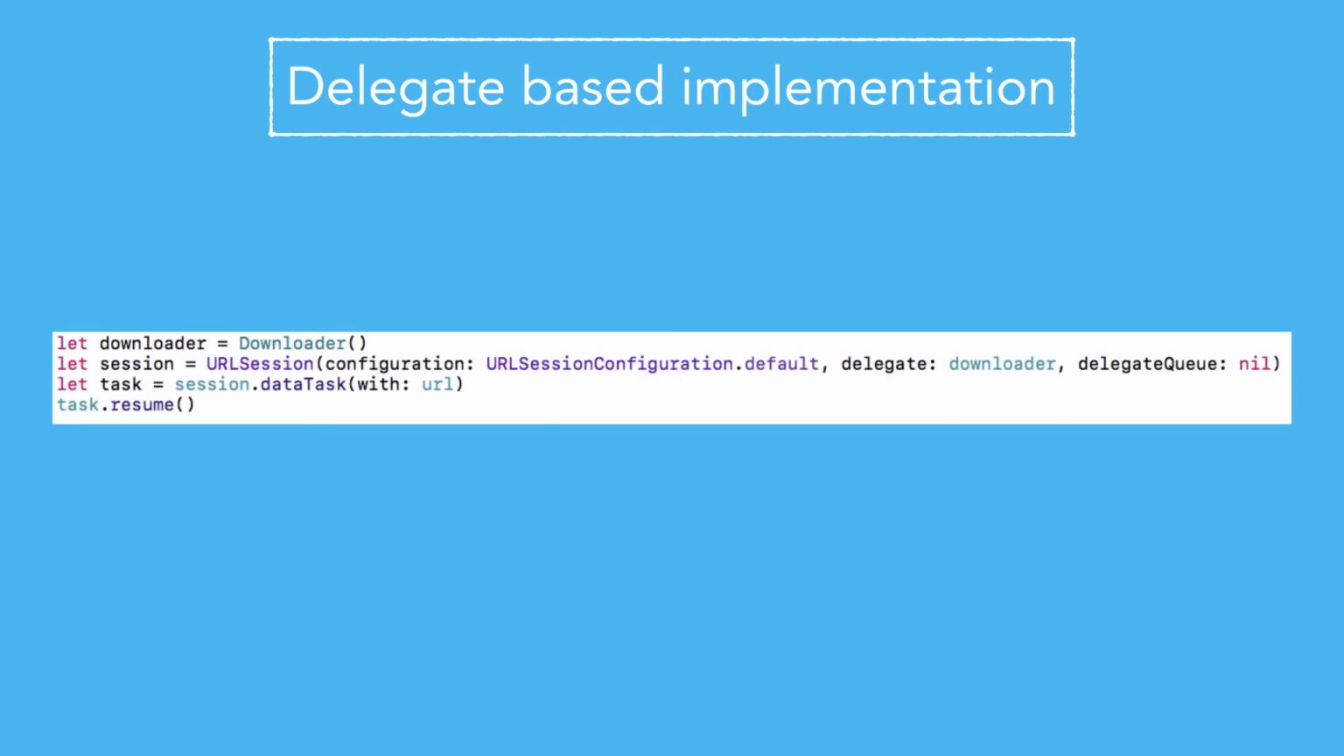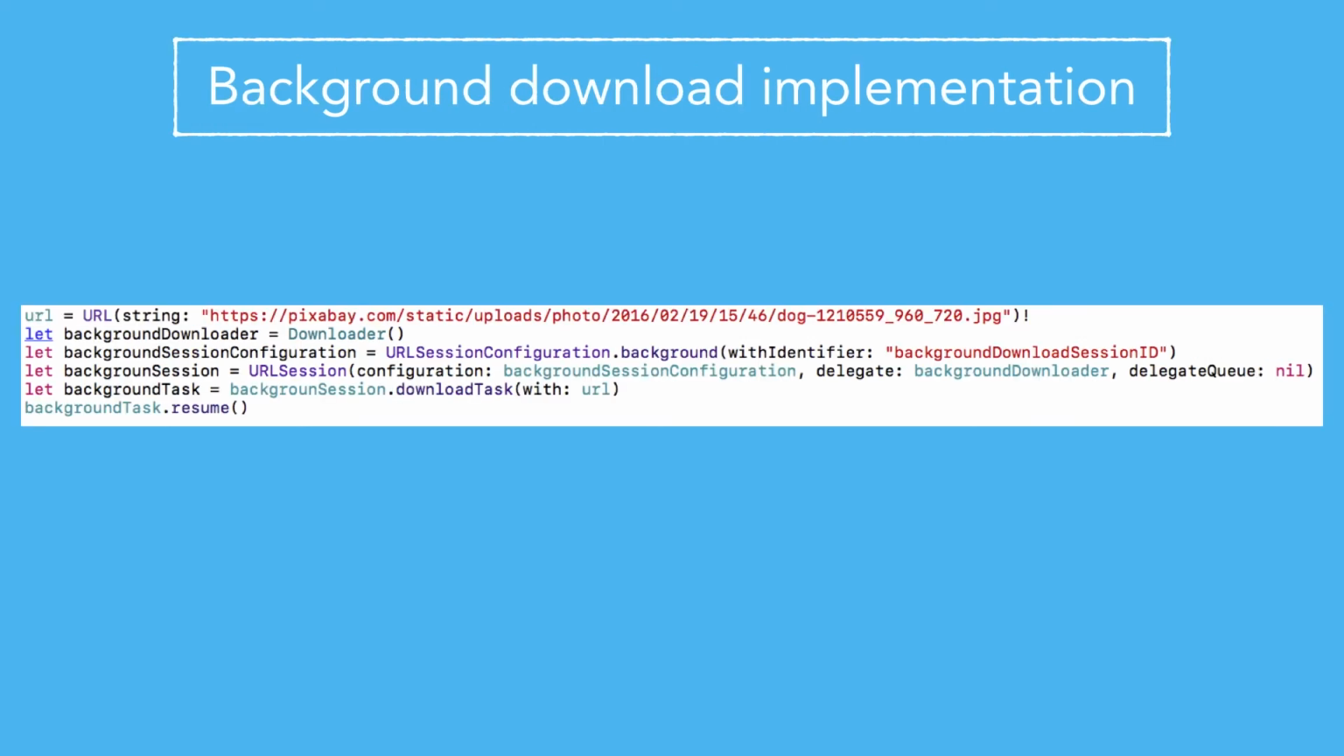Now let's see how to use this class. First we instantiate it, then we create a session using that object as the delegate, then we create a task, and we resume it. After that, the didReceiveData method will receive multiple calls in your Downloader class. And this will happen until the request is done. And that's when the didCompleteWithError gets called. After that, you're done.